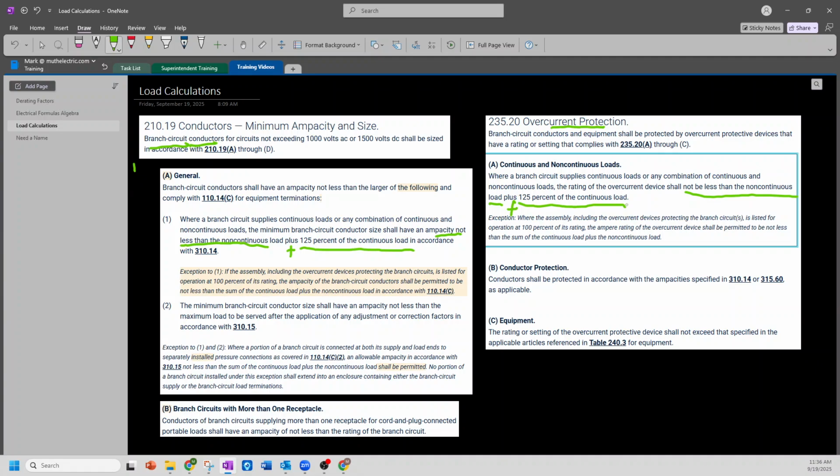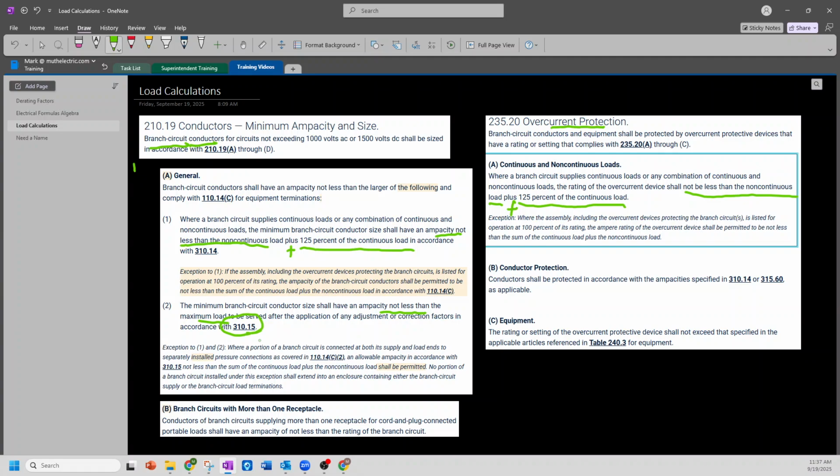Okay, and this right here, the minimum branch circuit conductor size shall have an ampacity not less than the maximum load to be served of any adjustments or correction factors in accordance with 310.15. So when we do our temperature derating, that's why we need to determine if it's continuous or non-continuous. We don't have to do that when we do voltage because your currents or your heat's not going to change, or I should say your voltage will not change once your load is energized.